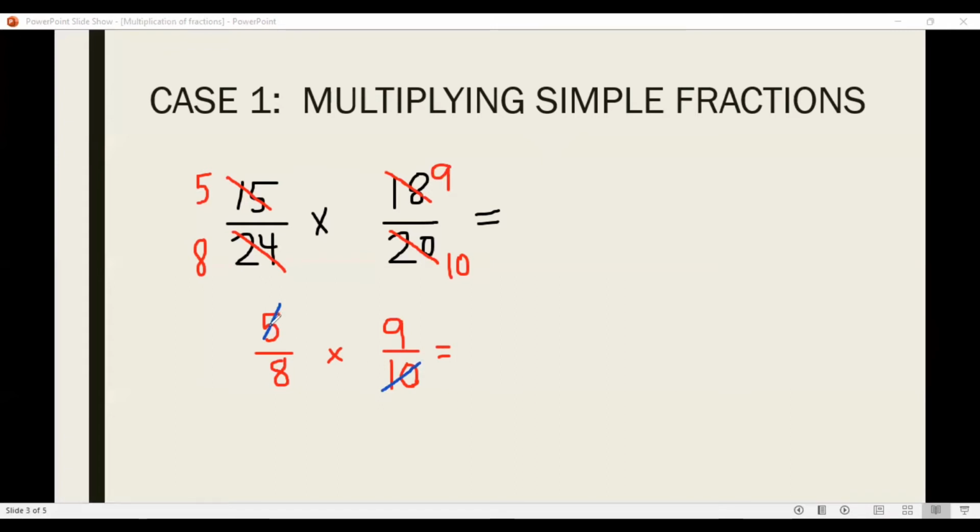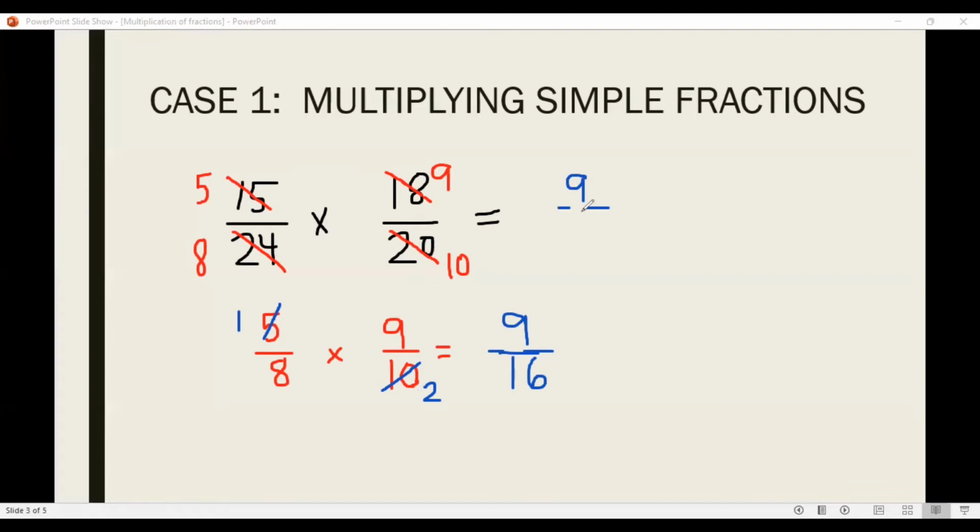Dividing 5 by 5, this becomes now 1, while the 10, when you divide it by 5, becomes 2. In this case, we simply have 1 times 9, and that is equivalent to 9. And multiplying now 2 and 8, the answer that we will be having here is 16. So our answer for this problem, 15 over 24 multiplied by 18 over 20, is 9 over 16.